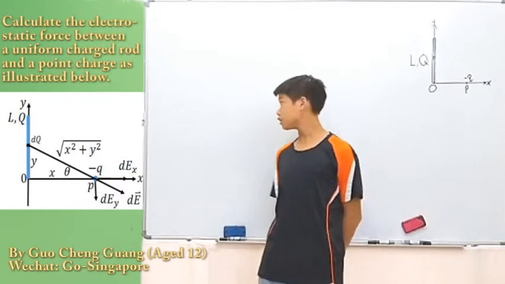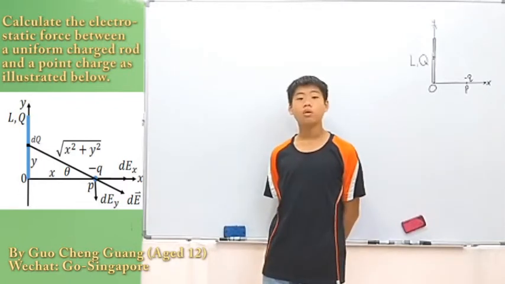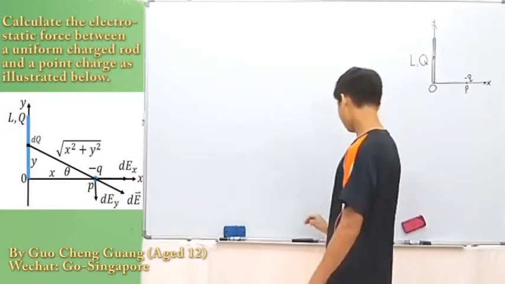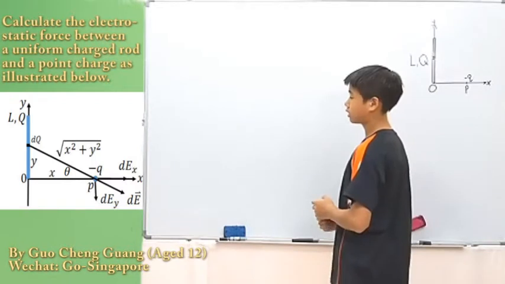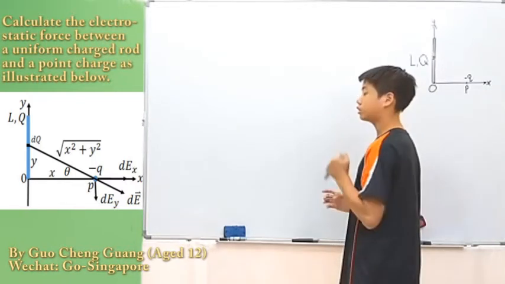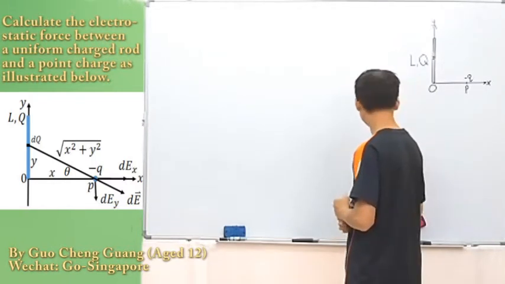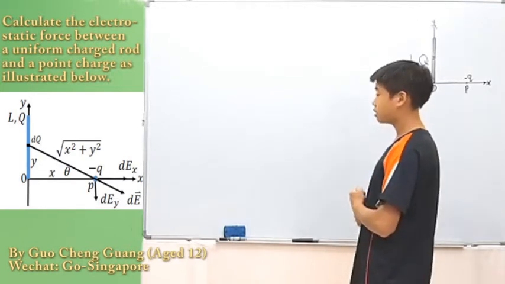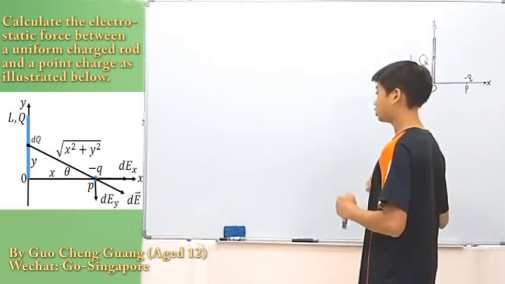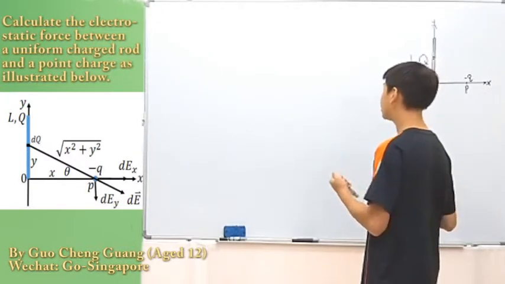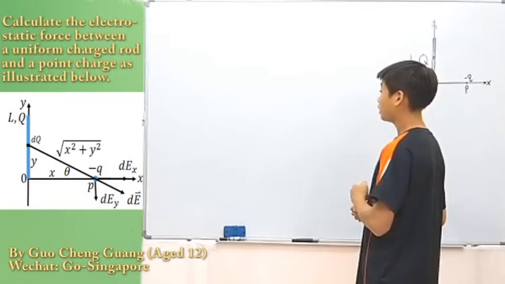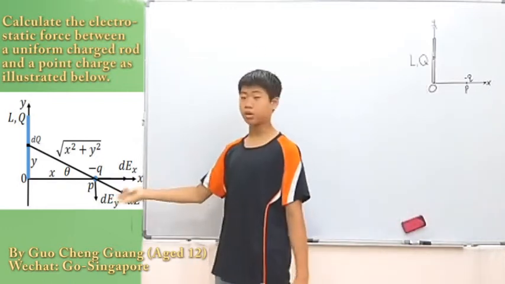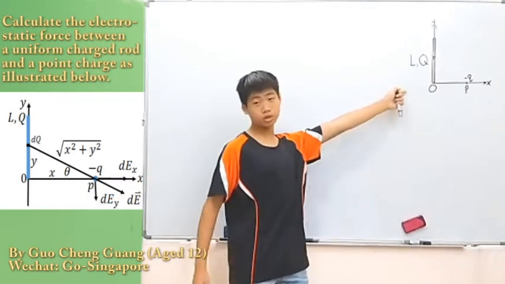In this lesson, the part that we're going to have will be electromagnetic dynamics. For this part of electromagnetic dynamics, we're having the calculations of electrostatic force or electrostatic field strength. In fact, for now, we're having between a uniformly charged rod and a point charge, as shown below, or you can also refer to this part that we're going to have.